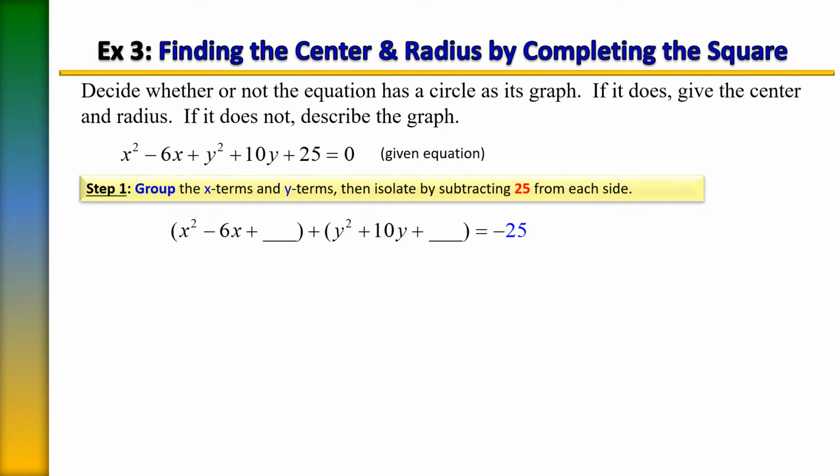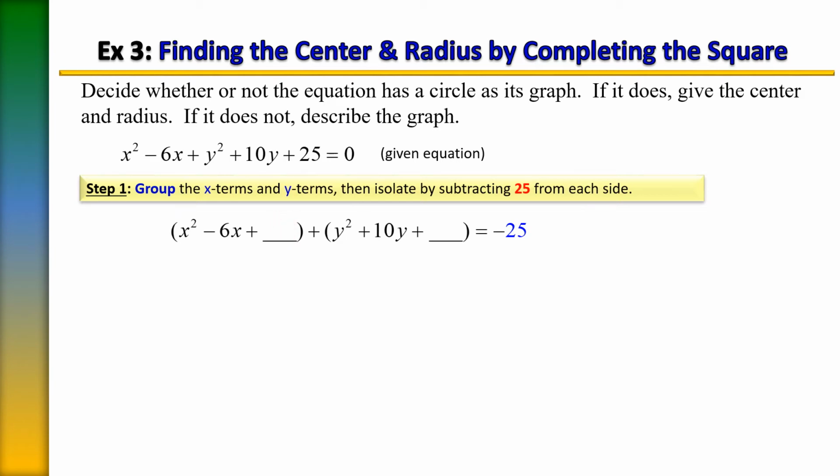So 25 was the only one that was not part of that group, so we had to move it to the right side of the equation by subtracting 25 from each side. And notice I left a space there to complete the square, so let's go ahead and proceed with completing the square for both sides. So for the x group, we look at the middle term. Half of 6 is 3. 3 squared is 9. So we're going to add 9 to complete that trinomial.